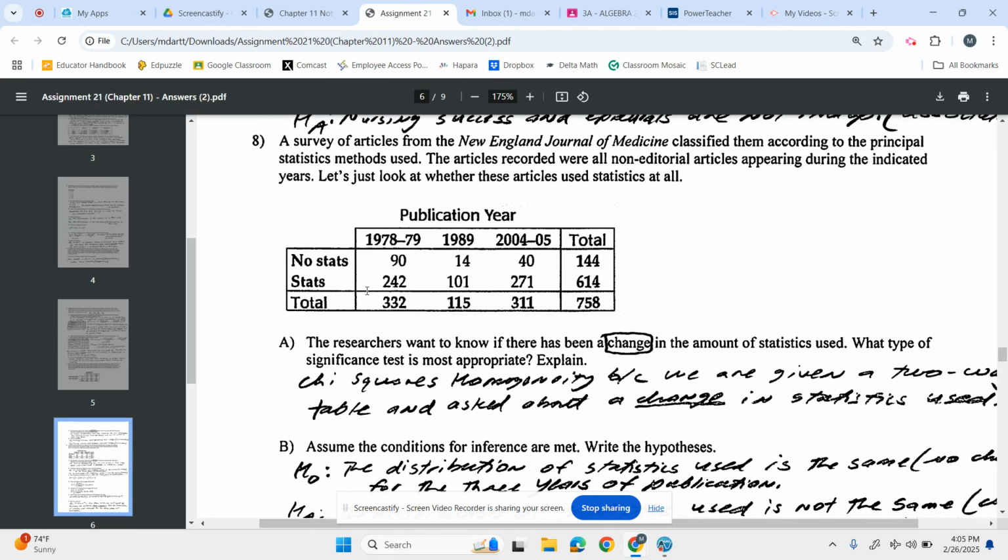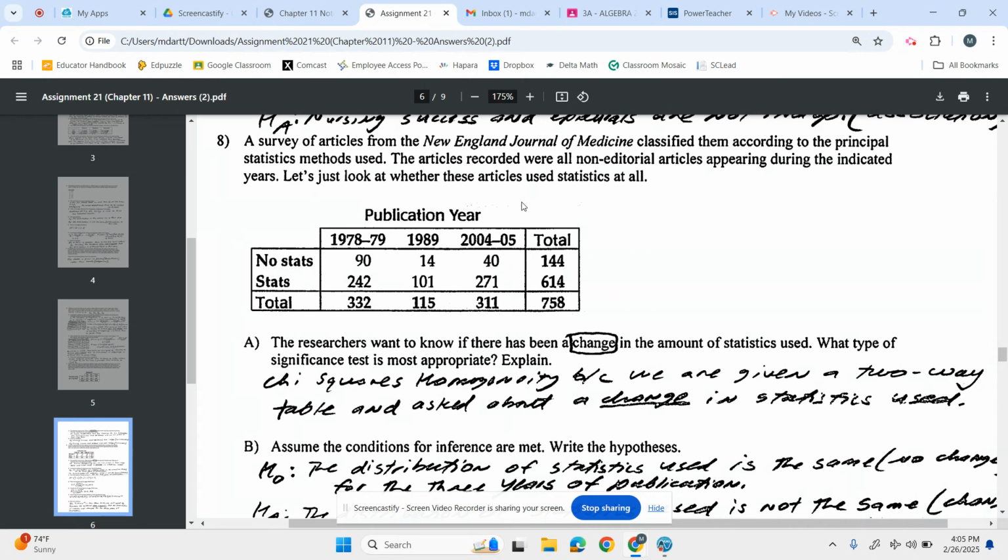All right, number 8. So number 8, we are looking at a journal magazine, and they're comparing 3 different eras of publication, the 70s, the 80s, and the early 2000s, and whether or not these articles included statistics or not. So again, you have a two-way table. When you have a two-way table, this is either going to be a homogeneity or an independence test. Now, if you read right here, it says researchers want to know if there's been a change. When you see words like change, same, difference, that tells you it's going to be homogeneity.